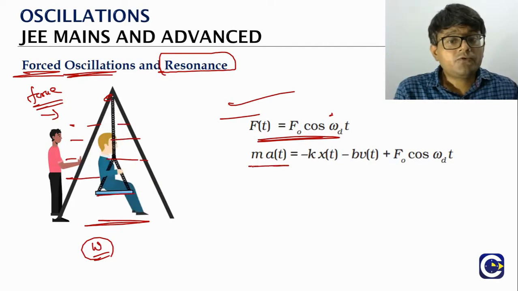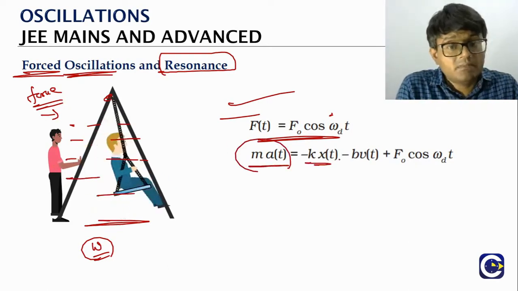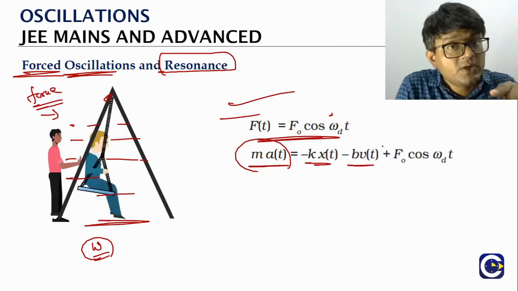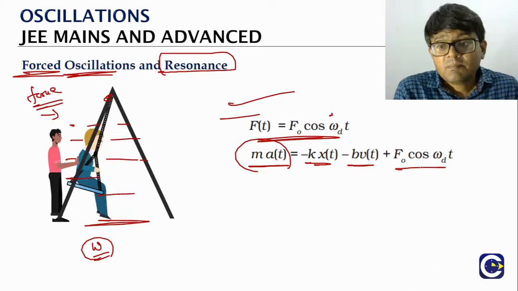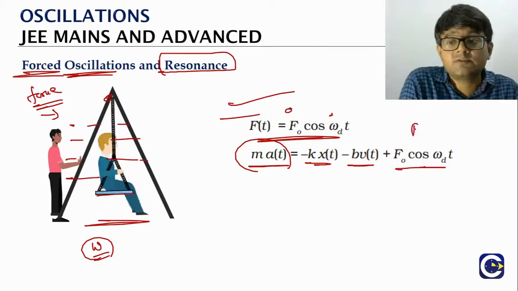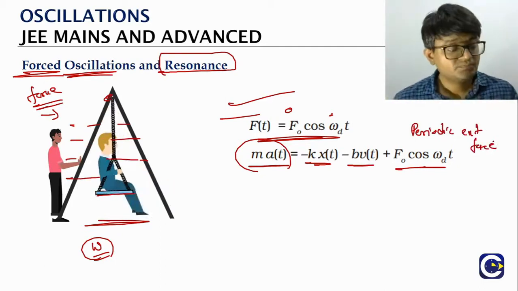The total force acting on the object, which is the mass of the object times acceleration, will be what? Minus kx, the restoring force, minus b into v, the damping, plus we will get this additional periodic force. What is this part? The periodic external force that is applied to sustain the oscillations.